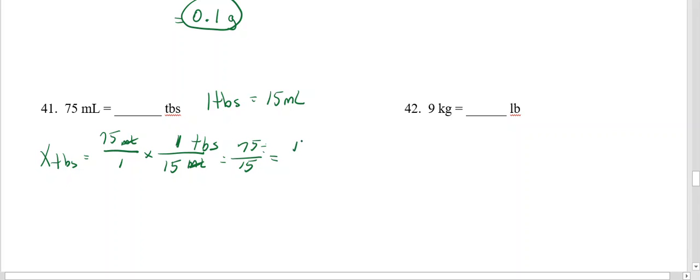15 times. Oh, I timed it in my head. And 5 goes into 15 3 times. Well, 15 over 3 will still cancel because 3 will go into both of them. So we're going to divide top and bottom by 3. And so 15 divided by 3 is 5. 3 divided by 3 is 1. So I'm left with 5 tablespoons. So 75 milliliters is 5 tablespoons.